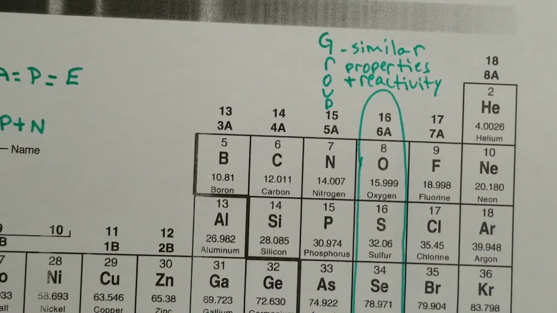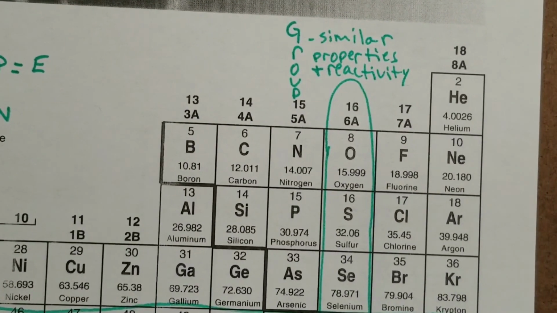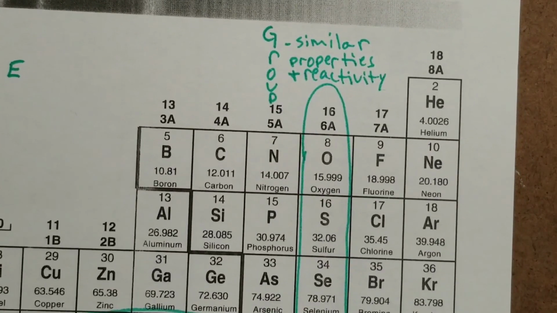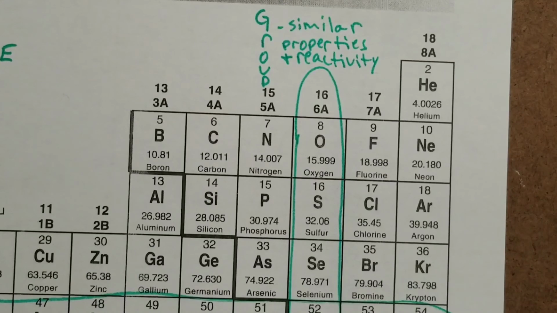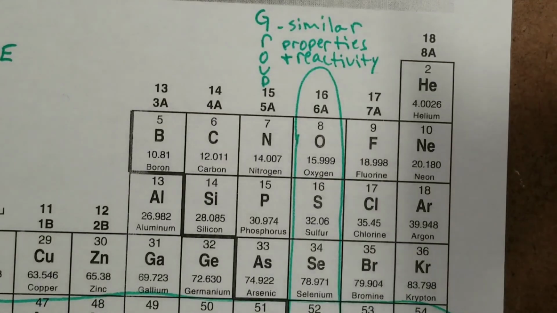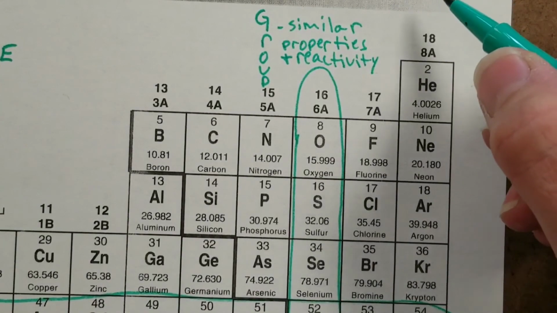I'm going to also label this group 18. So group 18 is very, very special. These are kind of the snobs of the periodic table. They're kind of stuck up. And I'll tell you why here in a minute.